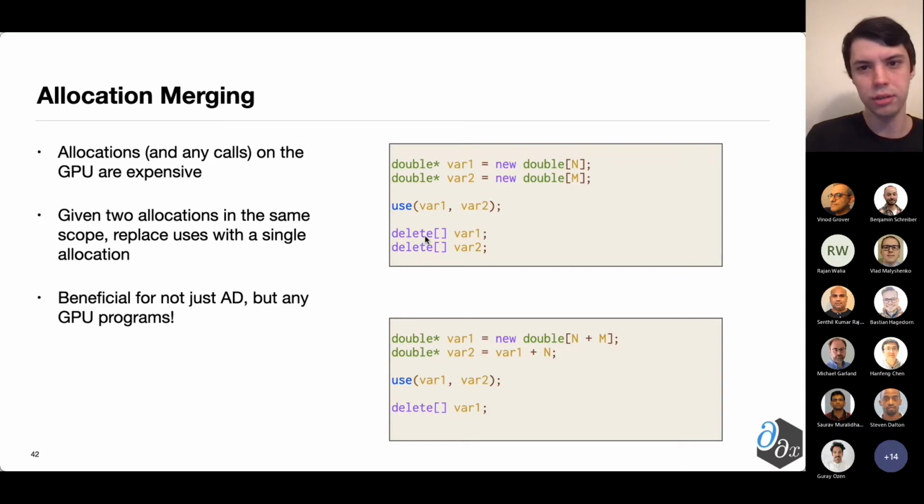Since we can prove that these two allocations are in the same scope, rather than doing two individual allocations, we can simply do one combined allocation of the size of both of these, in this case n plus m, setting the second allocation to some offset from the first. And thus we've reduced the number of allocations in this sample code by a factor of 2, which for this type of code can reduce the overhead, and thus the runtime, also by a factor of 2. And optimizations like this one are beneficial, again, not just for AD, but practically any GPU program.